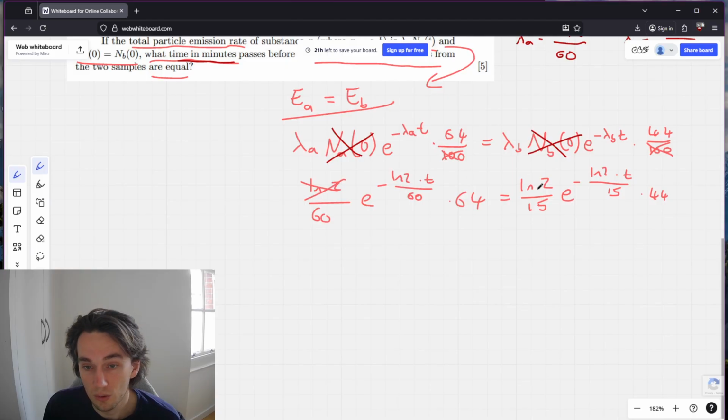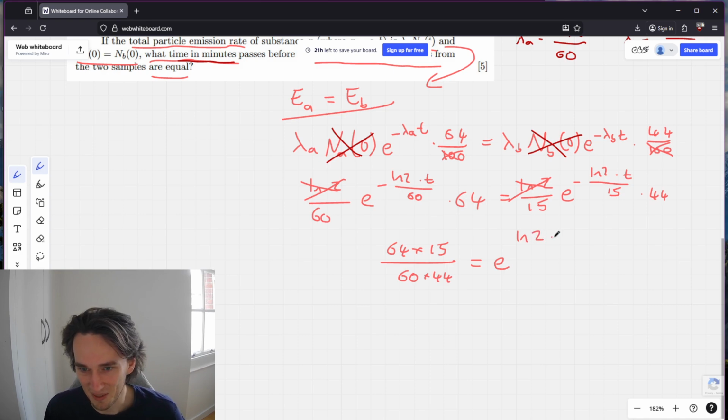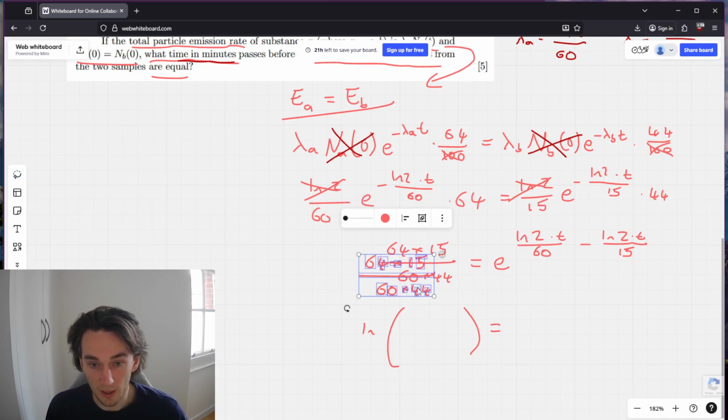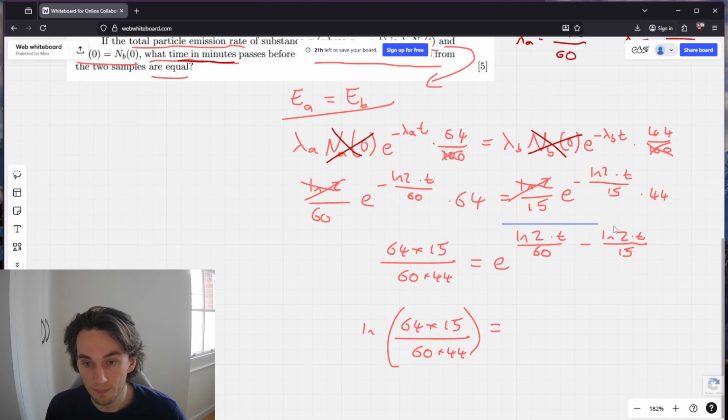Brilliant. So to solve this, I think maybe getting all the exponentials on one side and everything else on the other side is useful. We can certainly cancel these logs. So we're going to get 64 times 15 divided by 60 times 44 equals, now this is going to be e to the ln, sorry, got to be careful here, don't we? Ln 2, so this becomes positive, and then if we're multiplying by the other one, I'm actually going to write this in line here, ln 2 times t divided by 15, because this is going to let us take logs of the whole thing. So it's ln of this whole thing here equals this whole thing here. So I'm going to cheat because I copy and paste. Voila, makes my life easier.